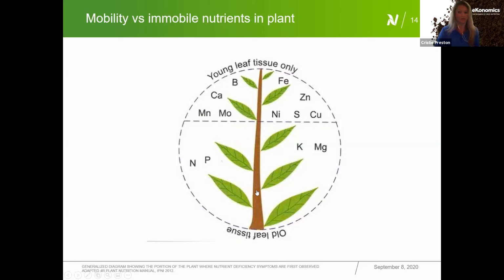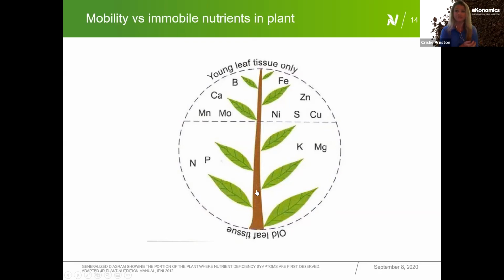If you've walked through a cornfield that's nitrogen deficient, those bottom leaves are fired. They're chlorotic. But the ones at the top, the ones at the younger growing portions, they could be dark green because that plant has taken up nitrogen before that point, but it's sent it to those leaves so that it can continue to maximize its growth.